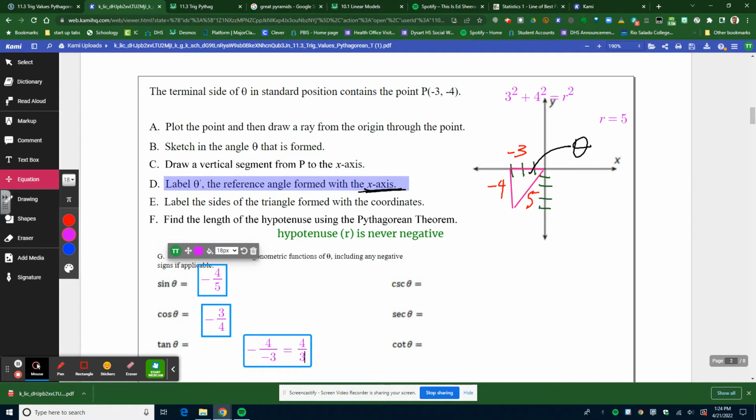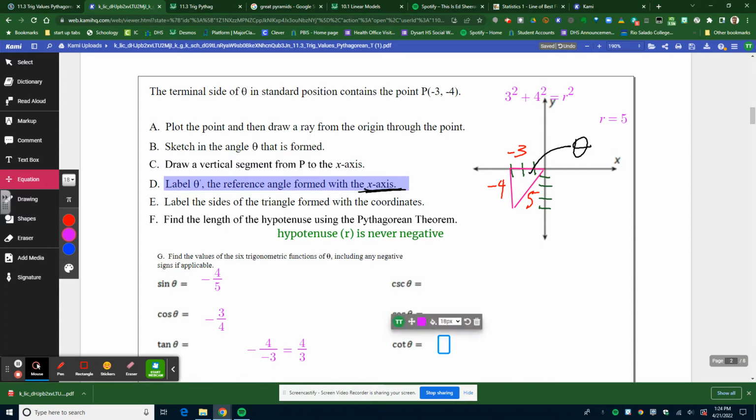And then I'm going to work my way back up around. So take the reciprocal of each. So if that's 4/3, this is 3/4. If this is -3/4, secant is -4/3. And if sine is -4/5, then cosecant is -5/4.